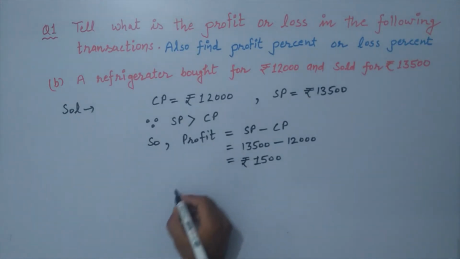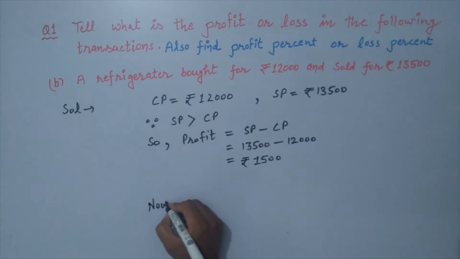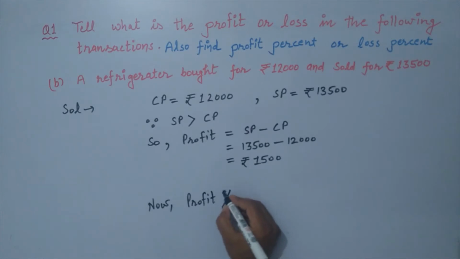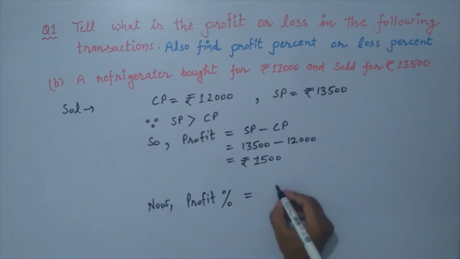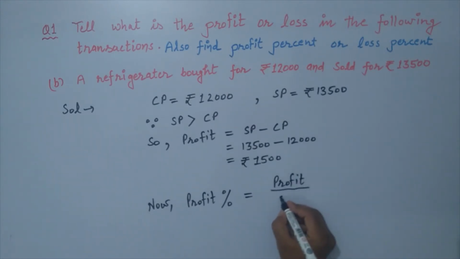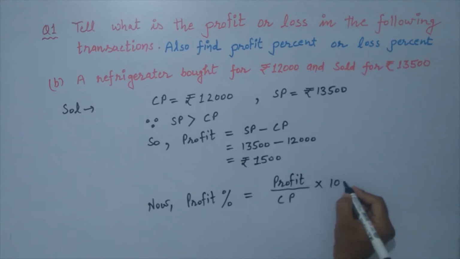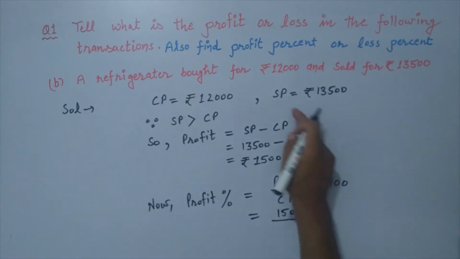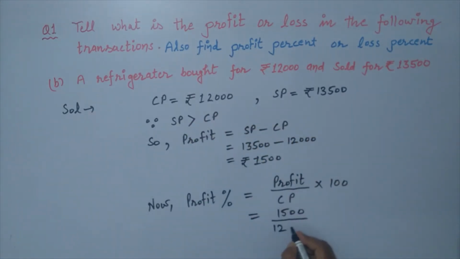Now how to find the profit percent? Now profit percent is equal to profit divide cost price into 100. This is the formula. So we substitute the values. Profit is 1500, cost price is 12,000 into 100.